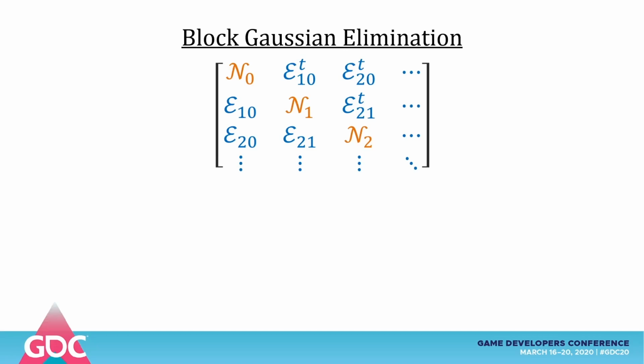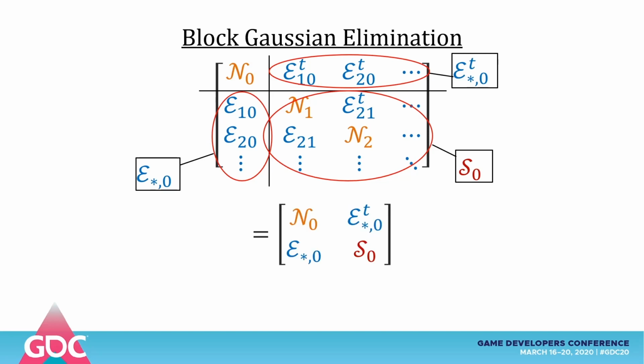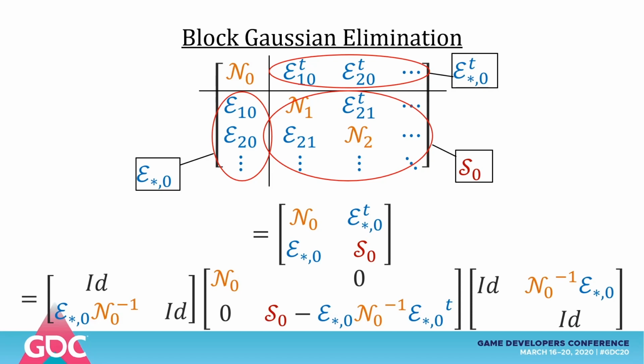For our constraint matrix, which is a symmetric matrix with a block structure, we'll group blocks even further to simplify the notation. We'll call this lower left column E star, 0, and the bottom right block, we'll call it S0. So we have this 2x2 block representation of the matrix, and computing the Schur complement produces this decomposition.